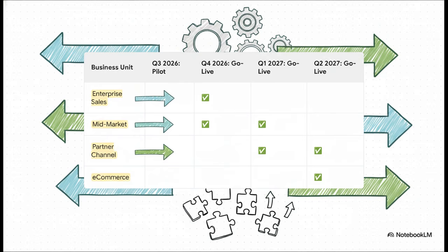You might start with your enterprise sales team for the pilot and first go-live. Once they're stable and happy, you move on to mid-market, then maybe your partner channel. This staggered approach just takes so much risk out of the project. It lets everyone learn and adapt as you go.